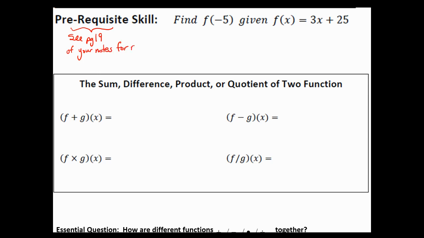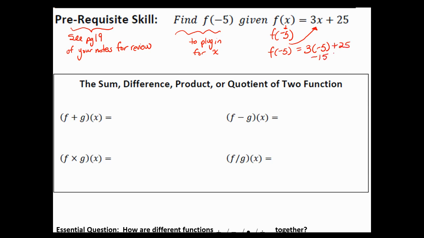If you need to review this, I'm going to go over it real quick. So when some direction says find f of -5, it just means to plug it in for the variable, in this case, x, right? So if we want to find f of -5, since x we're saying is -5, that just means we put that right there and do the math. That's all. So this would be 3 times -5 plus 25.